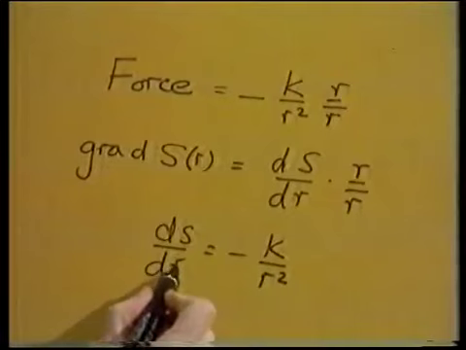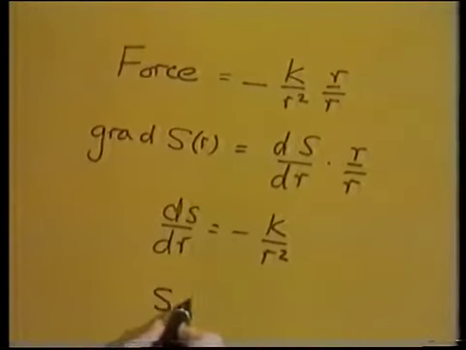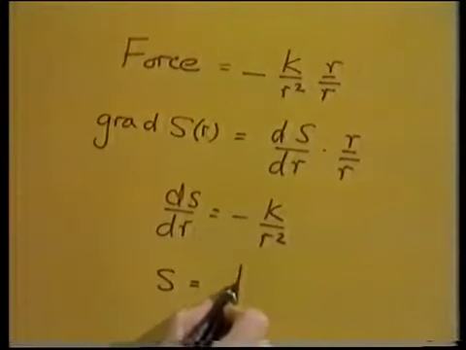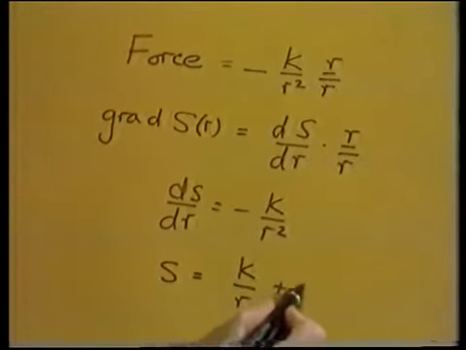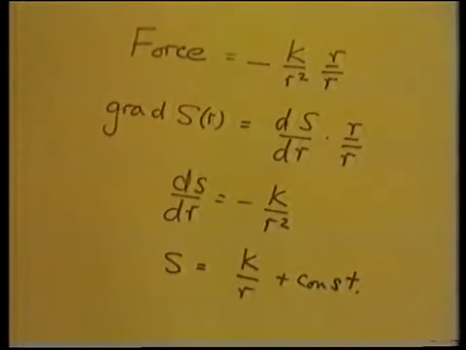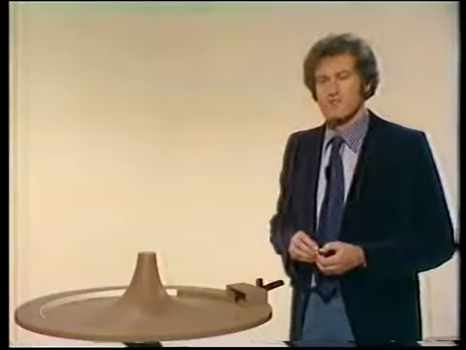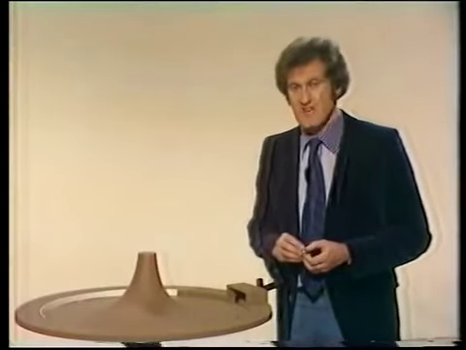And if we've differentiated something to get minus k over r squared, then the thing that we differentiated must have been k over r, plus a constant. So a scalar field that's proportional to 1 over the distance from the centre will provide the vector field that we need for the orbit. Right, well I think we ought to try that out.